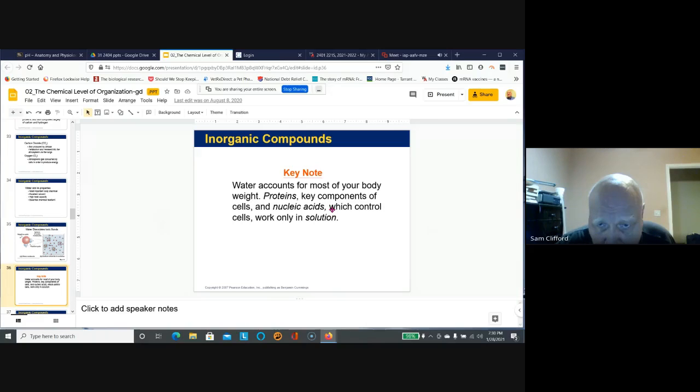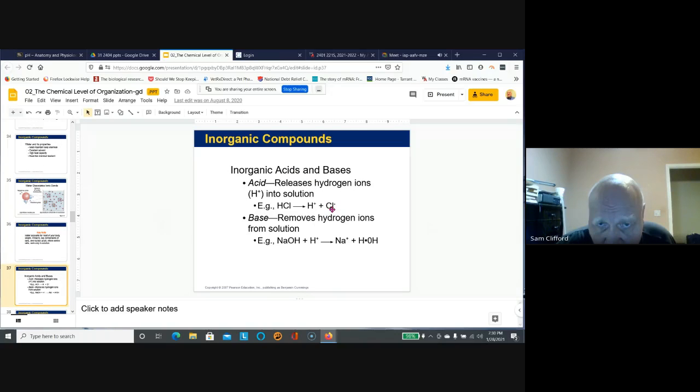Okay? Most of your body is water, and the proteins and nucleic acids work only in solution. Know what an acid is, what a base is. Acids release hydrogen in solution, hydrogen ion. Bases release hydroxide in solution. This is a base, and this OH will react with this hydrogen and form water.